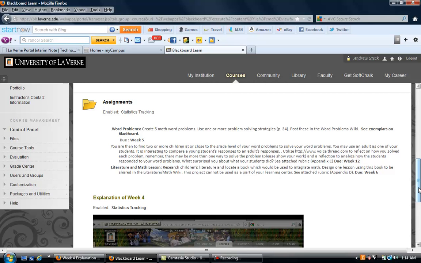And you can use the rubric, and I would highly suggest you use the rubric so you make sure you have all the criteria that is required and expected in your word problems and your analysis.